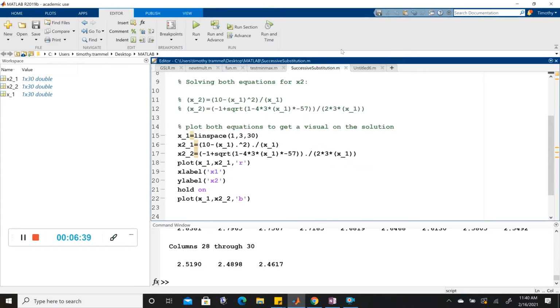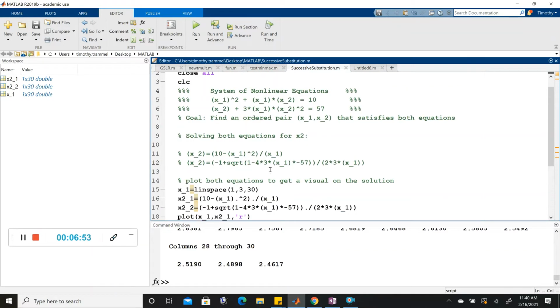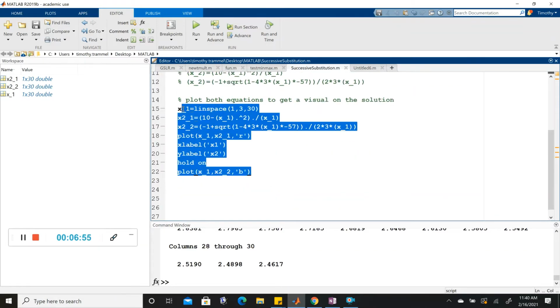So let's keep that in mind, and now what we'll do is try and write a for loop, or a while loop, and successive iteration to help us estimate that solution. So let's comment out all this stuff here.